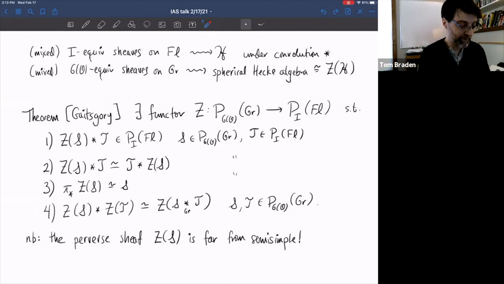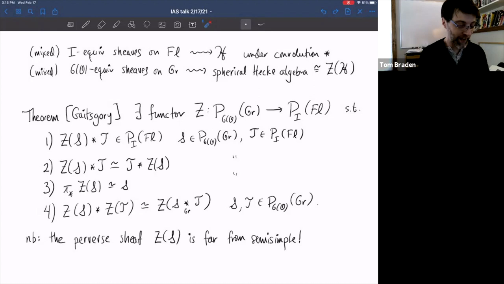And the third property is if you push them forward from the flag variety down to the Grassmannian, you get the sheaf back again. So you can think of Z of S as sort of exploding the sheaf S into a sheaf on the affine flag variety, because there are sort of more strata. There's a whole flag G/B mod's worth of strata lying above a stratum in the Grassmannian, and it sort of spreads out the sheaf in some kind of sophisticated way.